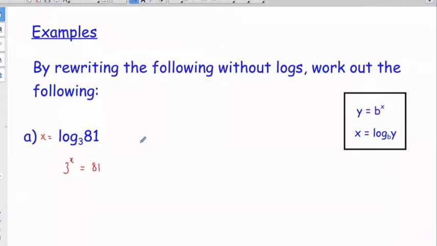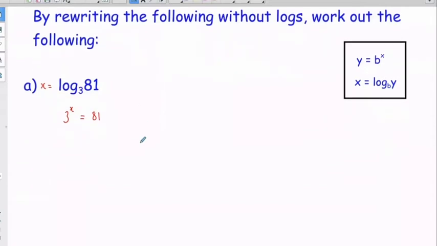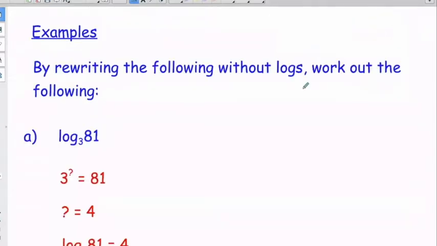So all it wants us to do is think about what the answer to that is. What power of 3 gets us to 81? Well, it's not squared because that's 9. It's not cubed because that's 27. It's 4. 3 to the power of 4 is 81. So that's the answer. That's us working out the answer.